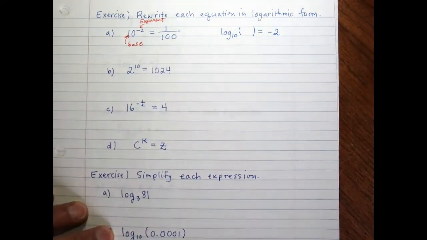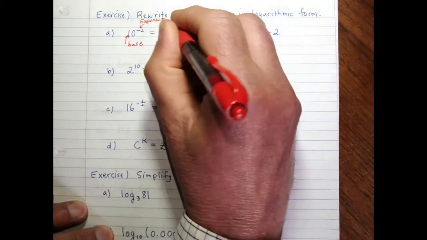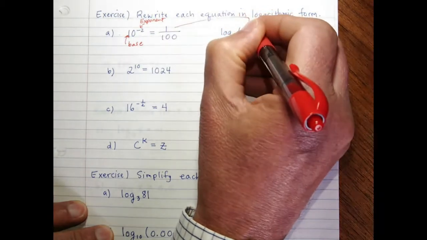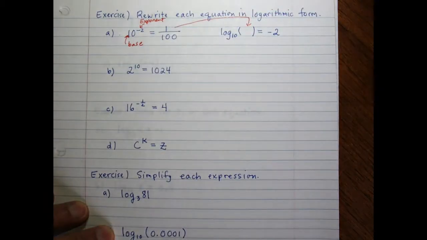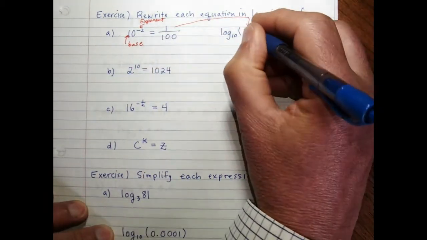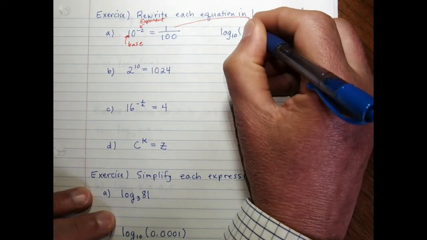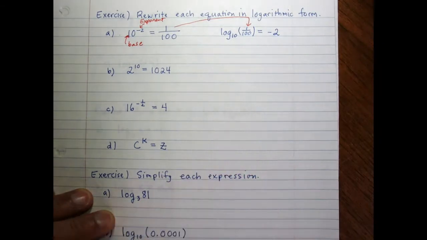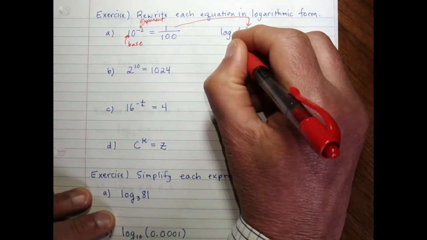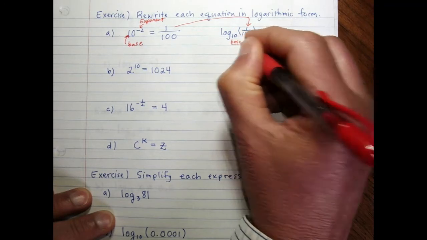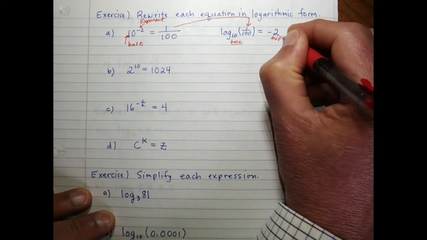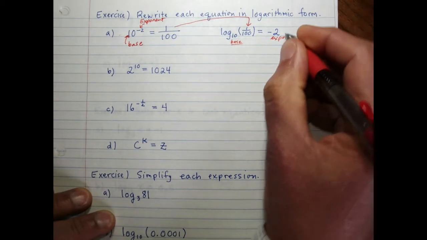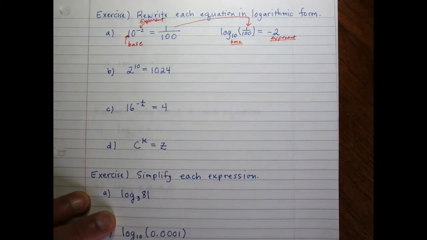The something is going to be this number here. Log base 10 of 1/100th equals -2. So notice the base ends up as a subscript. The exponent on the base ends up by itself on one side of the equal sign.